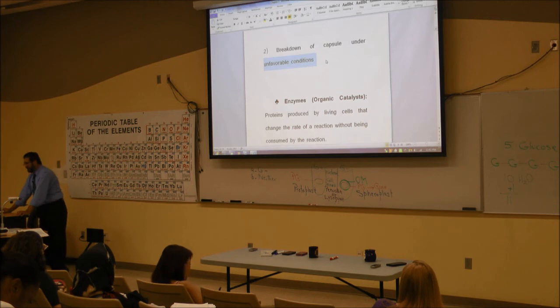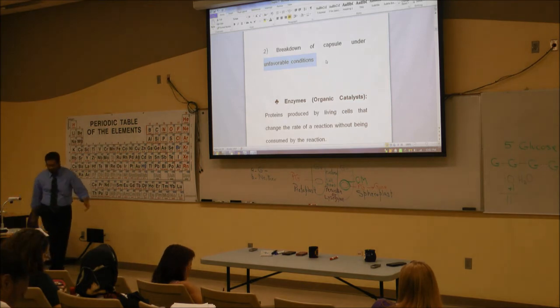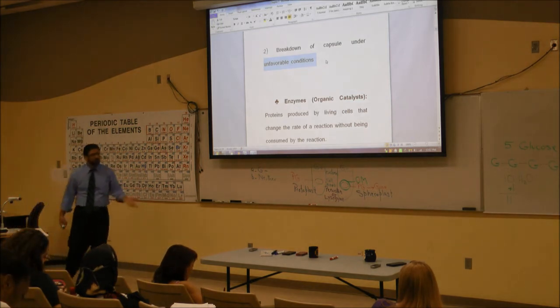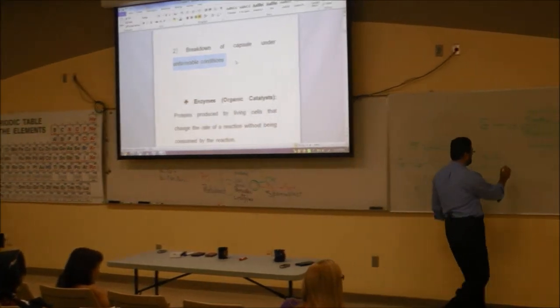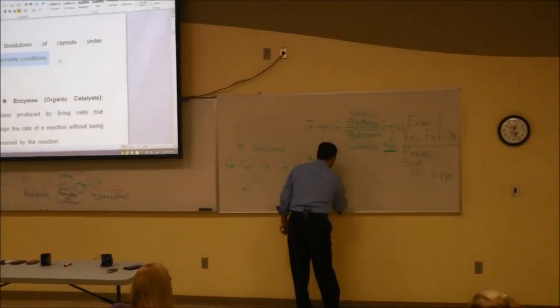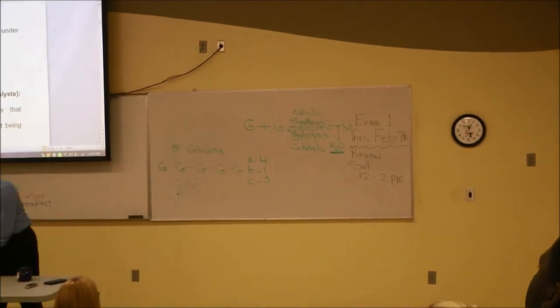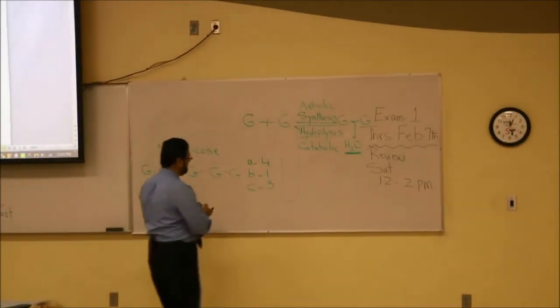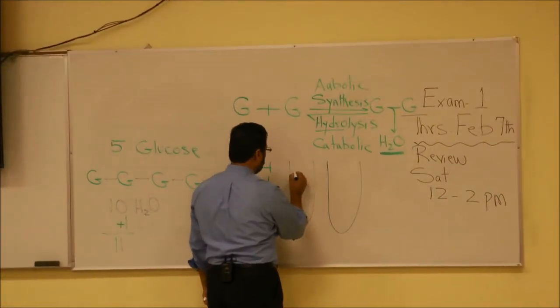Now for each reaction to take place, anabolic or catabolic. For example, I give you Metamucil, in 2 tubes. You have 2 test tubes, and each test tube you have Metamucil.